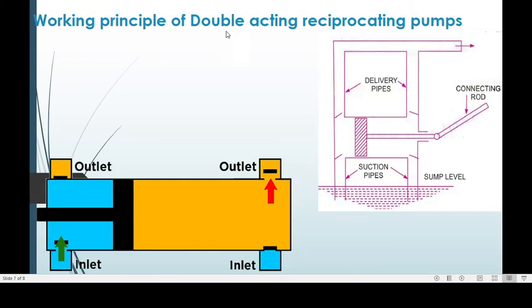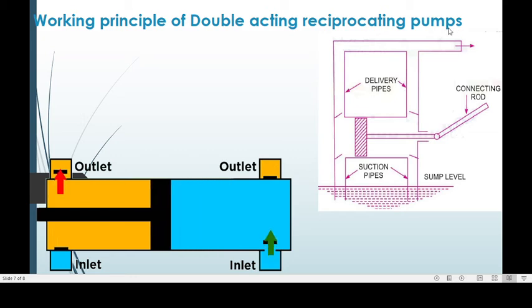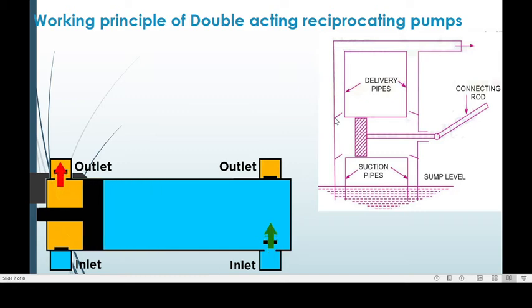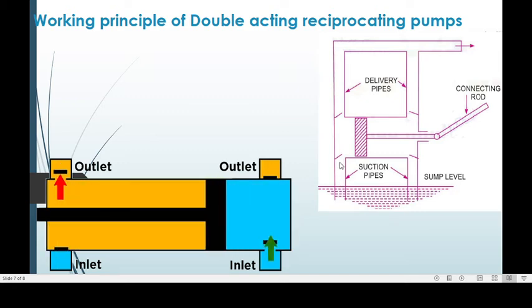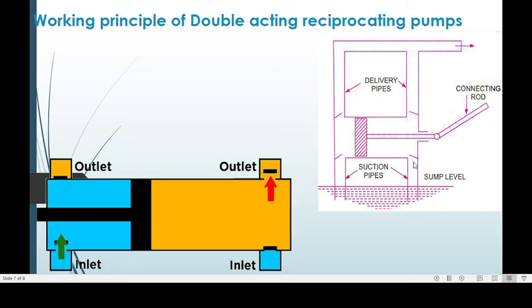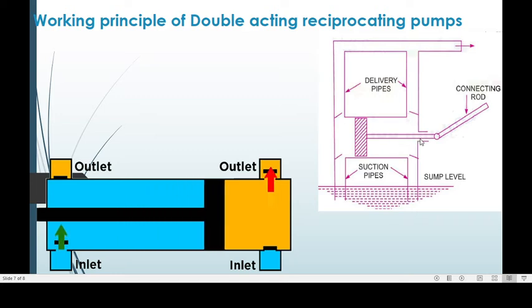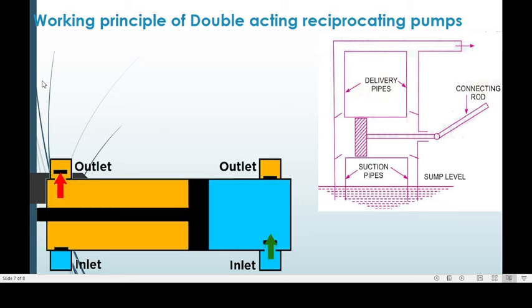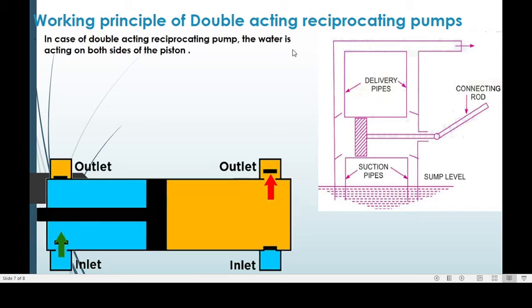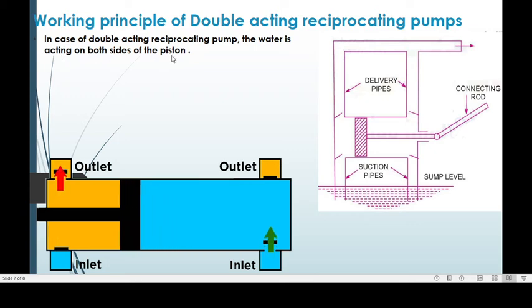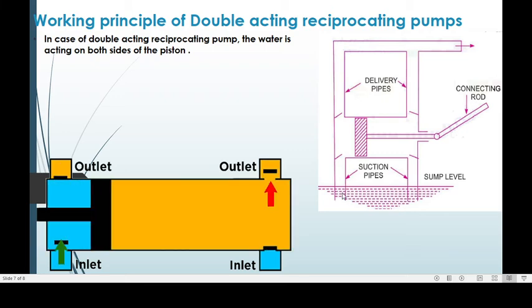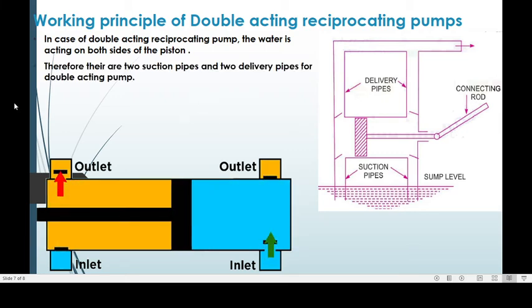Next is the working of a double acting reciprocating pump. In a double acting reciprocating pump, we have two suction pipes. So one valve, when the piston is moving backward, one valve is opening and one valve is closing, and this is the connecting rod. In a double acting reciprocating pump, the water is acting on both sides of the piston. So this is the piston, and water is acting on both sides of the piston.